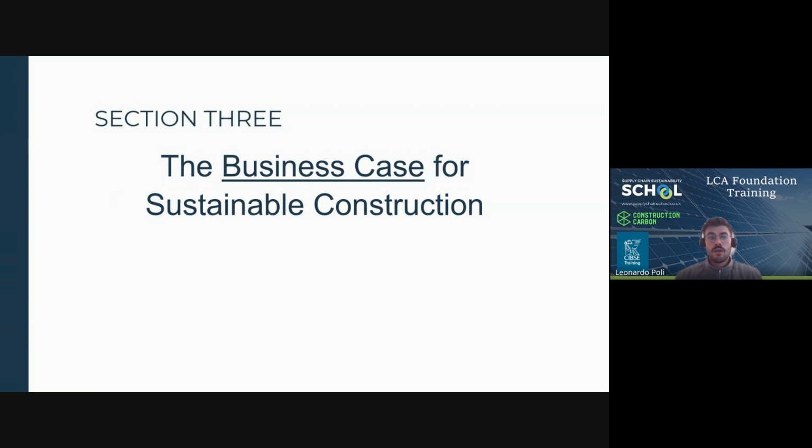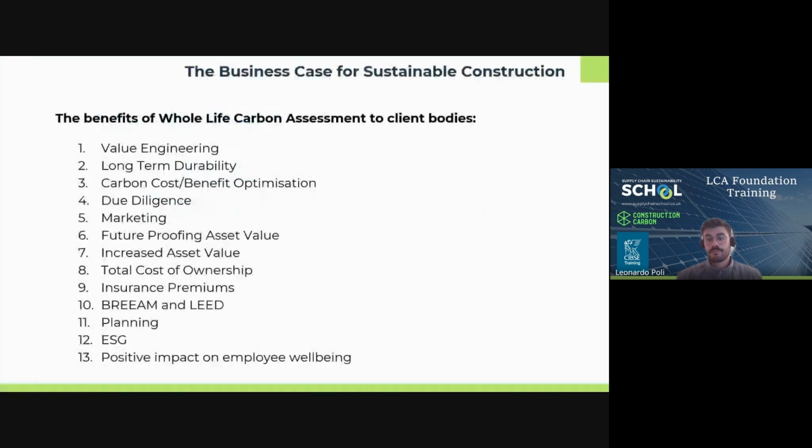Moving on to section number 3, the business case for sustainable construction. So the economic context in which developers work, as described in section 2, is not a guarantee that they will adopt low carbon principles for their developments. There needs to be a solid business case to enable assessors to help developers of buildings or infrastructure understand the benefit to them of a low carbon strategy. These are the benefits, and we're going to go through these individually now.